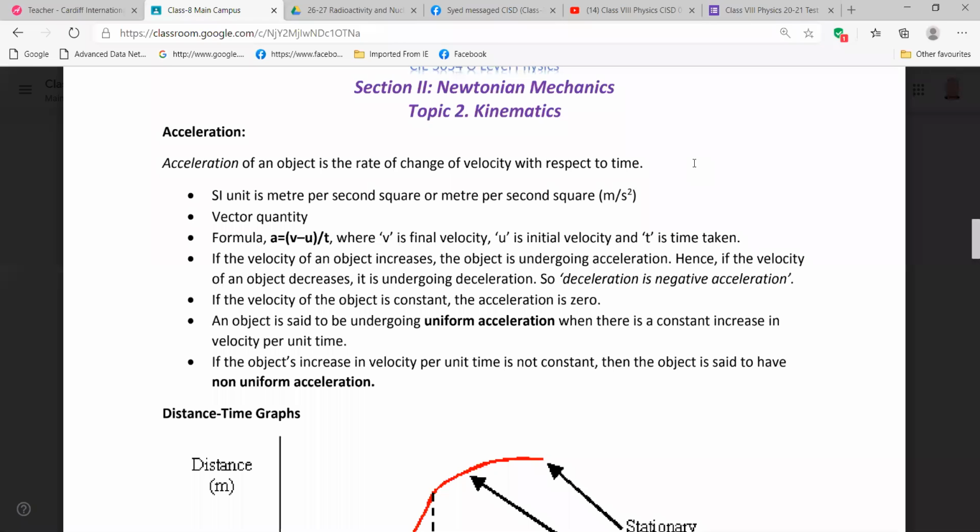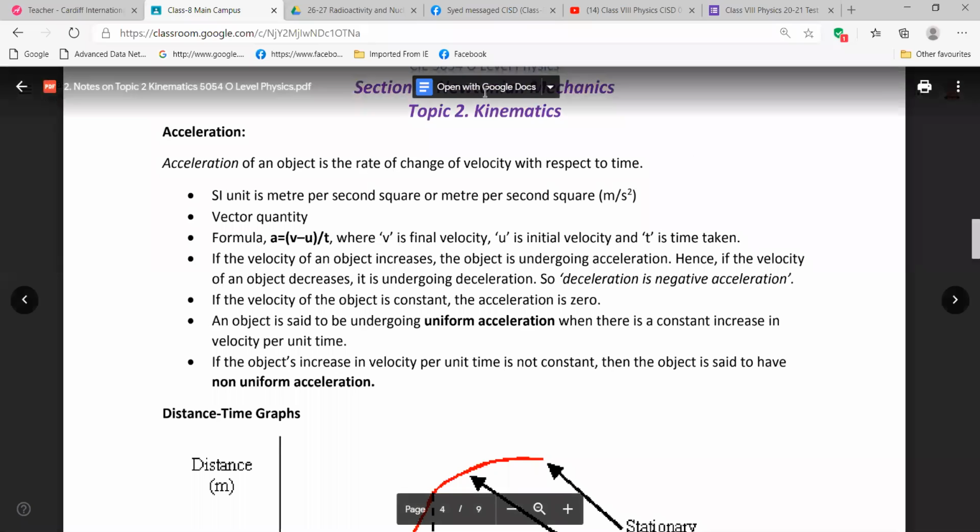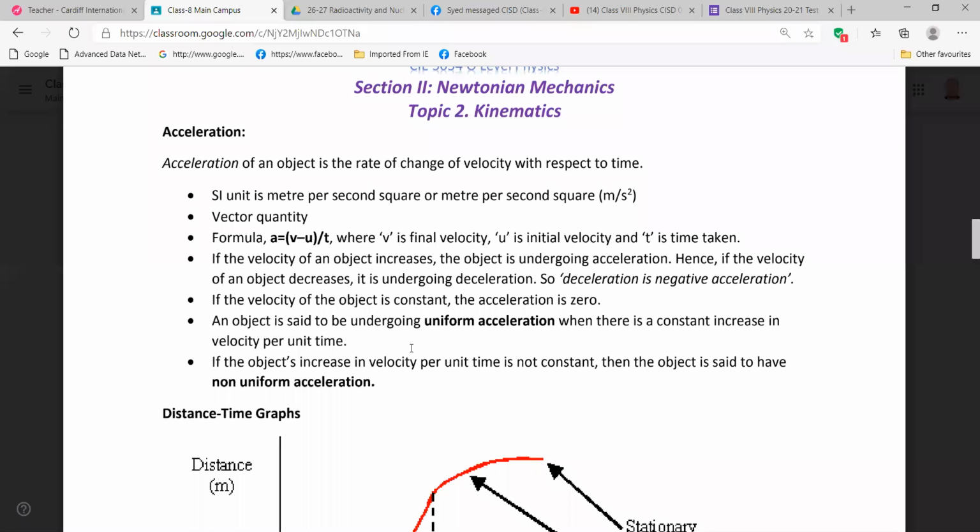How many things are you getting? 3. At that time the car was stationary. What was the velocity? 0, right? If the car is stationary, the velocity is 0. So your initial velocity is 0. After 2 seconds, the final velocity is how much? 5 meter per second. So the time taken is 2 seconds.